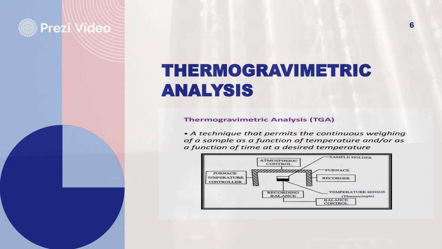As the temperature rises, the sample might undergo various events like loss of water molecules or decomposition into smaller fragments, each reflected as a change in the sample's mass, which is plotted as a TGA curve. This curve becomes a fingerprint, telling us the story of what is happening to the material as heat is applied.